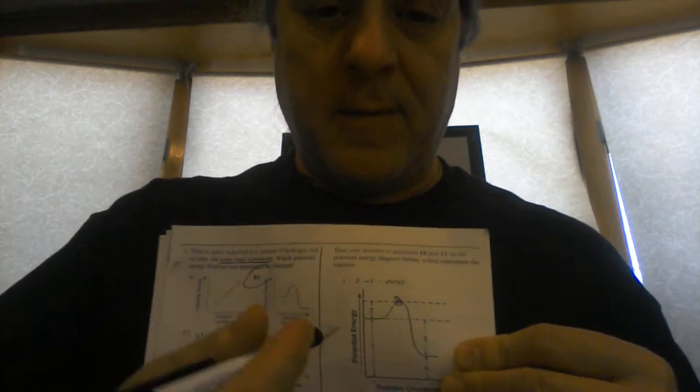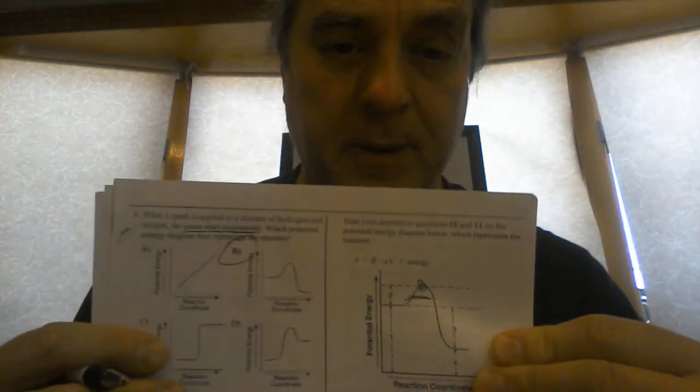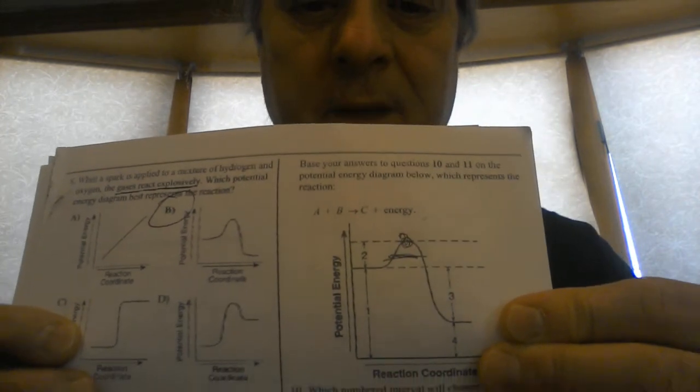10 and 11. Excuse me. Which numbered interval will change with the addition of a catalyst? Catalyst lowers the height of the hill. So at the very top of the curve, can you see this? At the very top of the curve here, this is where the activation energy would normally go. But now it would be down here where I've drawn that little line. So interval 2 would be the one decreased. It changes and lowers the activation energies. So it's choice B, 2.